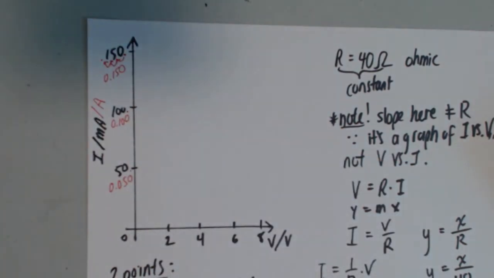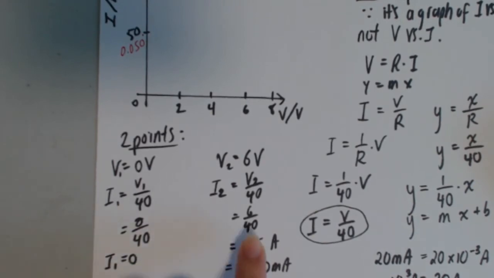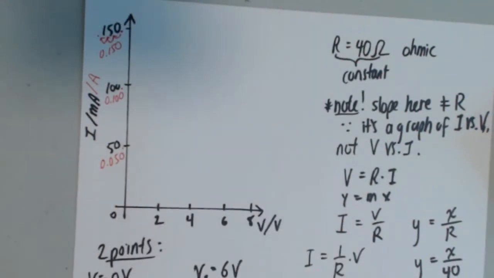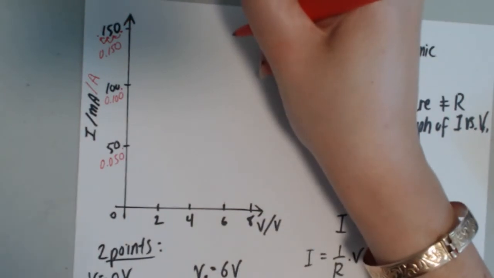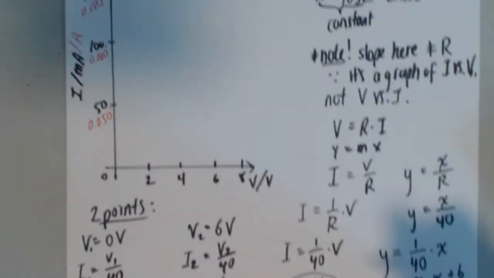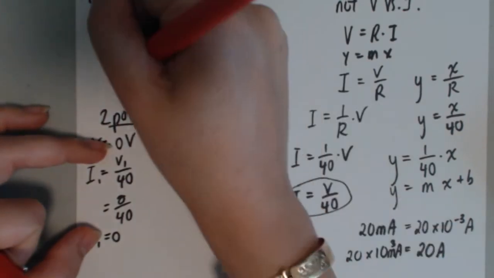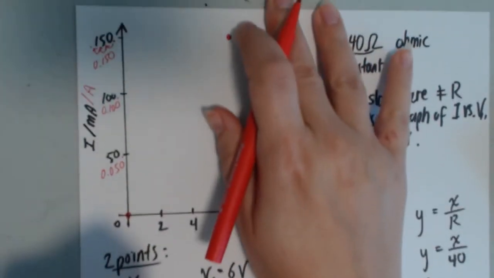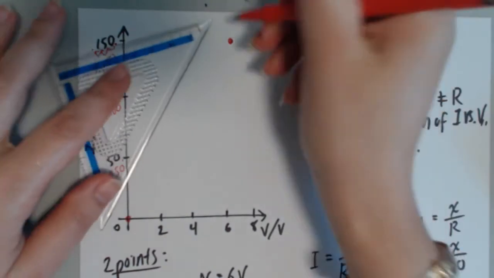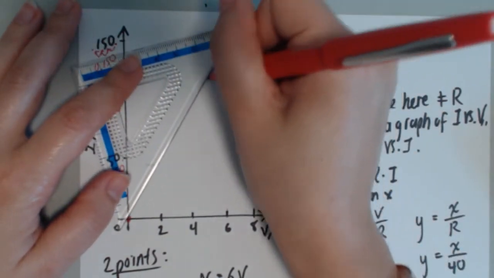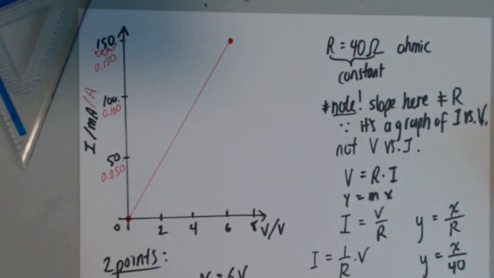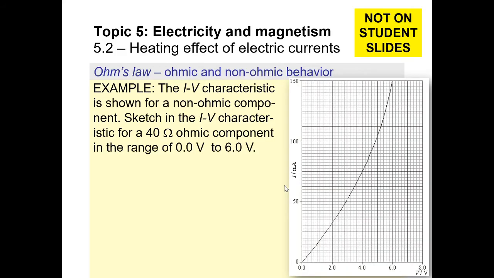So we want 0.15 amps, and that corresponds to 6 volts. So 6 volts, 0.15, there's 1 point, and I found my other point, it's 0, 0. You could have actually anticipated that from the start. I'm just going to connect these 2 points with a straight line, and there it is. There's the IV characteristic for the 40 ohm component from the range of 0 to 6 volts. Okay, back to the slides.